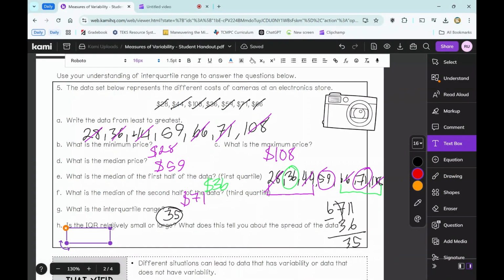So here, is the IQR relatively small or large? I would say the interquartile range is 35, which means that the middle 50% of the data is within $35.